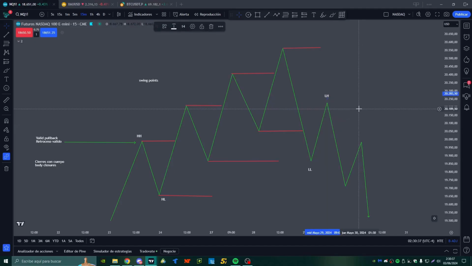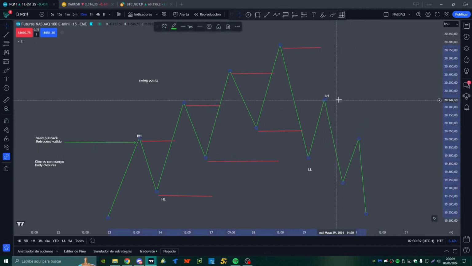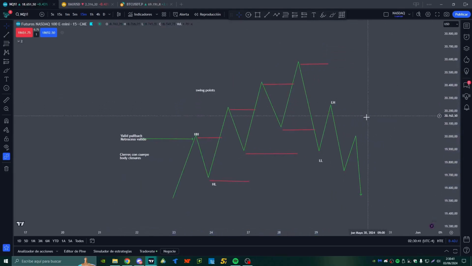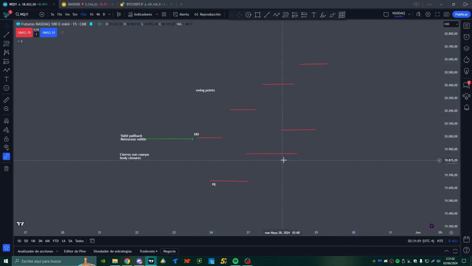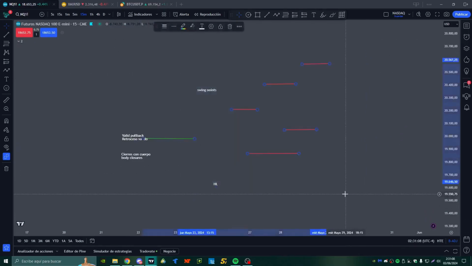And in order flow, we will see in the order flow class, which is the most complicated, why sometimes the market does this. That seems like a change of structure in both directions, a false change of structure. We will see that later. But this is the basis of it all. This structure through closes with bodies and valid pullbacks. Now, how do I then validate a pullback?